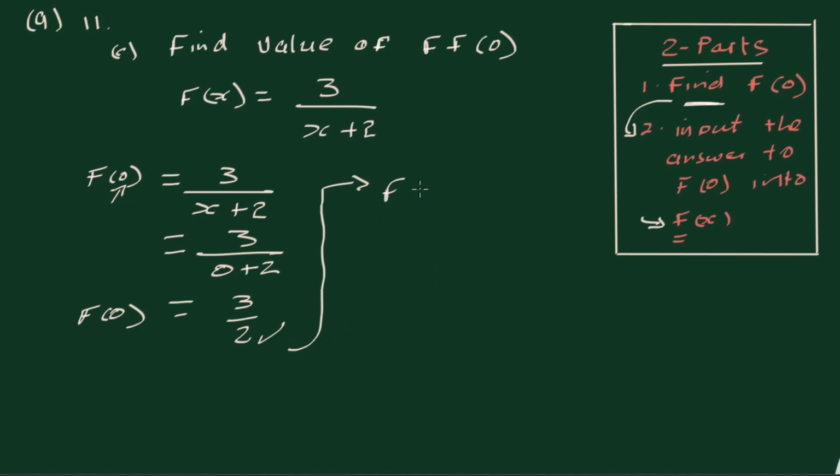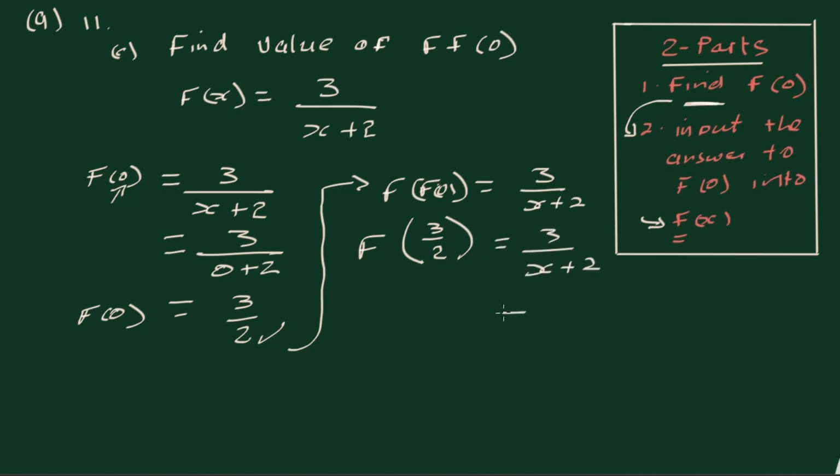So f of f(0) equals 3 over x plus 2. Now f(0) works out to be 3 over 2, so we're going to replace x with 3 over 2. So it becomes 3 over 3 over 2, plus 2. So it's 3 divided by, 3 over 2 plus 2.